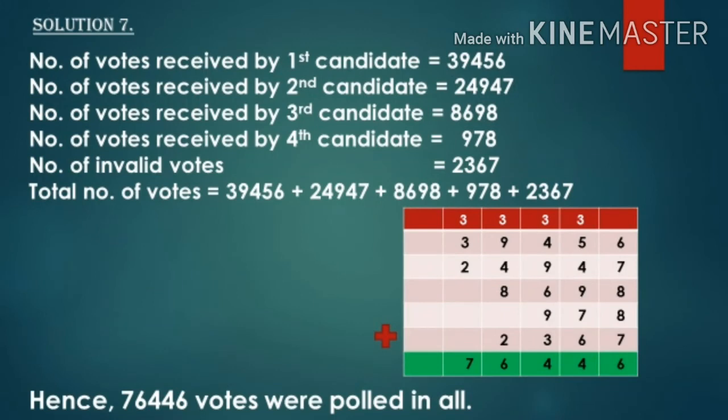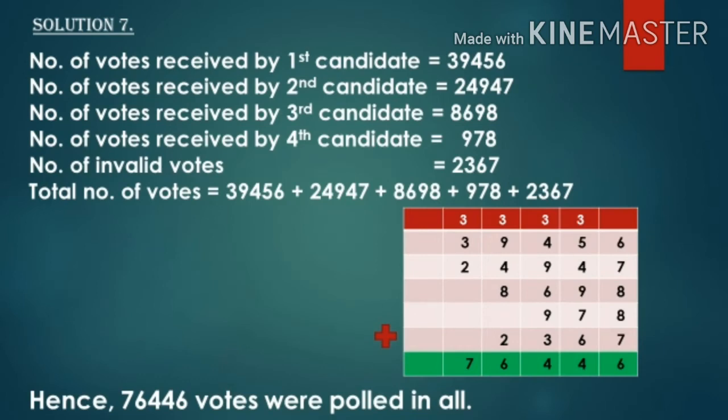Children, as you have seen, "in all" is used in the question. It means in this question also you have to find the sum. Now, the most important thing is you have to find the sum of the number of votes received by the 4 candidates and also the invalid votes.